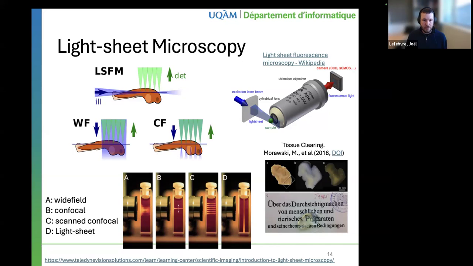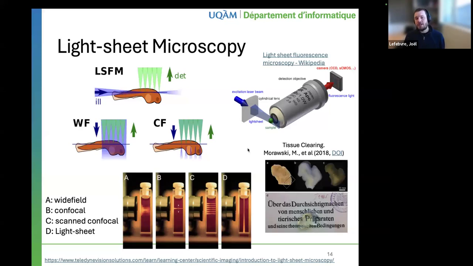Here's an example on the bottom of what that focal plane looks like. For wide field, we image a whole sample. For confocal, we image a small beam. If we want to do a 2D image, we have to scan the beam in X, Y. And if we want to do light sheet, we excite with a sheet of light instead of doing a scan.